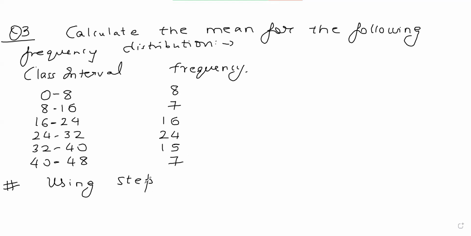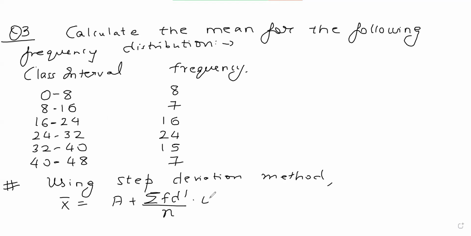Using the step deviation method, x bar is going to be assumed mean plus summation fd dash by n times I. Now first we find the midpoints, because then we are going to assume the mean from those midpoints. So 0 to 8, the midpoint is 4. 8 to 16, it is 12. Then the midpoint is 20. Then it's 28. Then it's 36. And then it is 44. Let me assume the mean as 28.